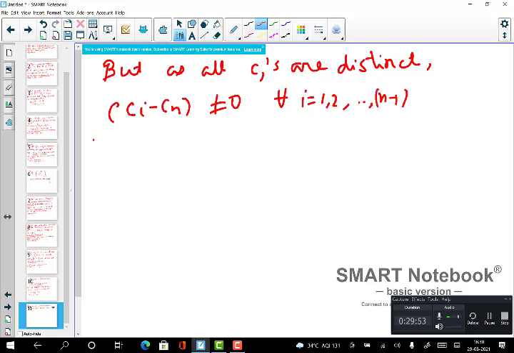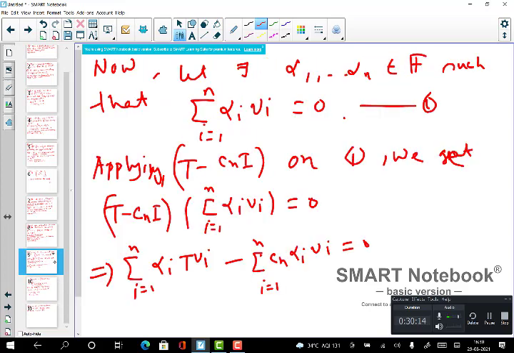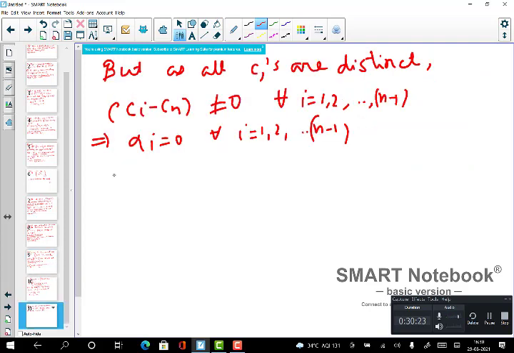So what does that mean? That implies that all the alpha i must be 0 for all i equal to 1 to n minus 1, right? So the first n minus 1 alpha i are 0, but we need to show that even alpha n is also 0, right? But that is obvious. Why? Because we will substitute this in equation number 1. What is equation number 1? Yeah, this is equation number 1. Now here you substitute the values of alpha 1, alpha 2, up to alpha n minus 1. Then what happened?